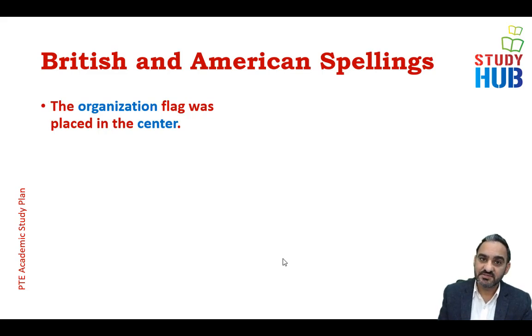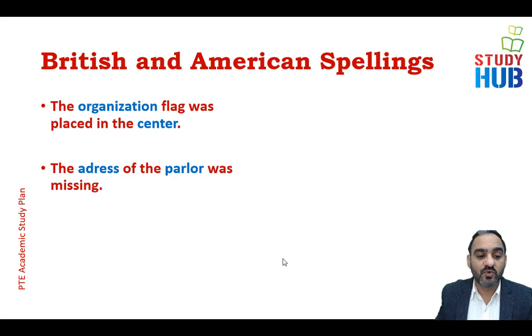Globalization with Z, it will be American. Meter, ER, it will be American. The address of the parlor was missing. So again, address, ADRESS is American English. So the spelling of parlor should be PARLOR, not LOUR.